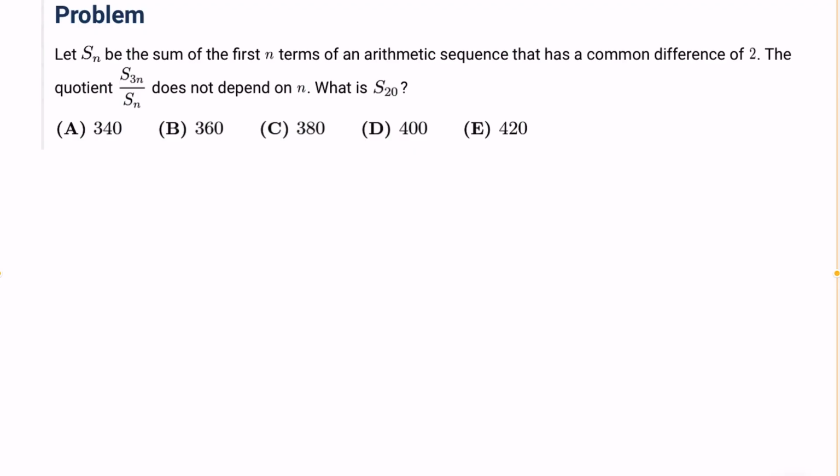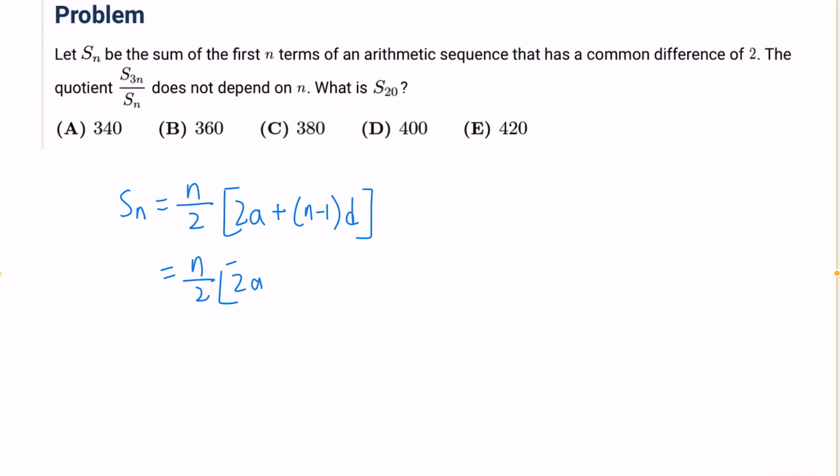So we know that the formula for the sum of the n terms in an arithmetic sequence would be n over 2 times 2a plus (n minus 1) d, where a represents the first number in the sequence, and d is the common difference. So we can plug in d because we know that it is 2, so it would be 2a plus n minus 1 times 2.